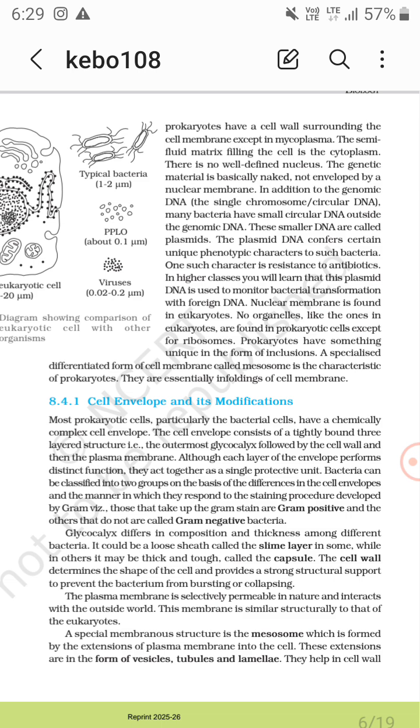Many bacteria have small circular DNA outside the genomic DNA. These smaller DNA are called plasmids, right? Now this plasmid DNA contains certain unique phenotypic characters for such bacteria.